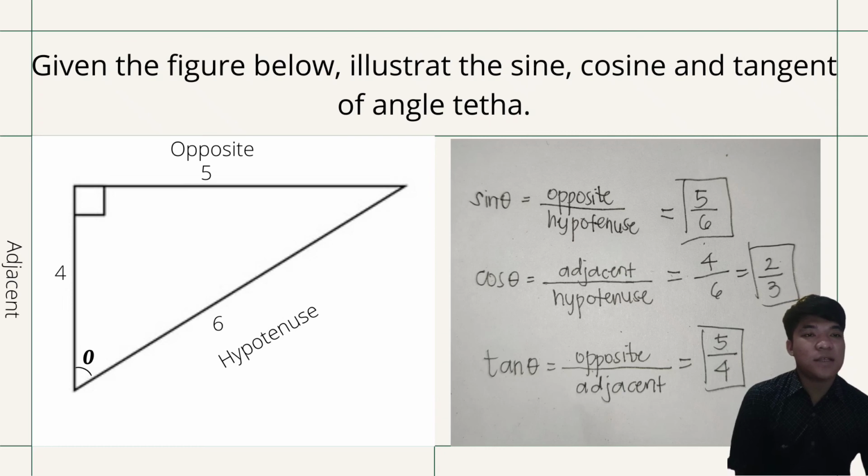And the cos theta is adjacent over hypotenuse, where the value is 4 over 6. So as we can see, 4 and 6 have a common factor, right? So we can change it into the lowest term. So for 4 over 6, divide both numbers by 2, which is equal to 2 over 3. So the cos theta is equal to 2 over 3. Then the tangent is the opposite over adjacent. So the opposite side value is 5 and the adjacent is 4. So we have to write 5 over 4.